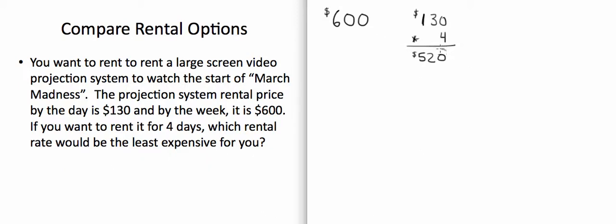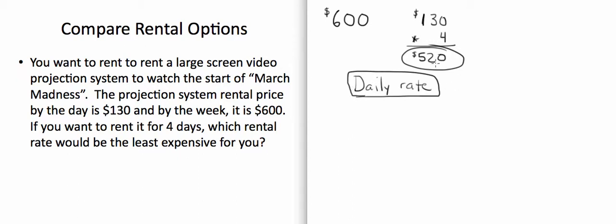So obviously $520 is the cheaper option. The least expensive option for us is the daily rate. You would end up paying $130 a day, $520 for the 4 days to rent the projection system, rather than paying the $600. So that's about $80 cheaper.